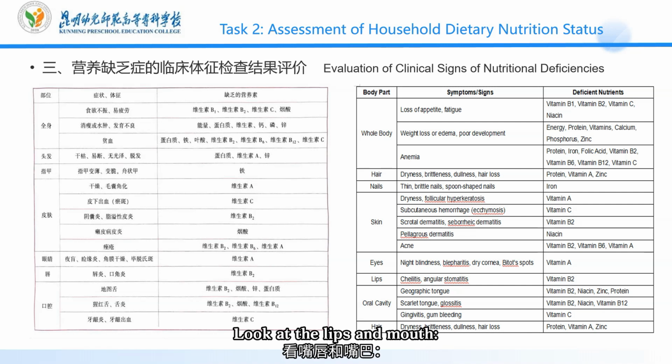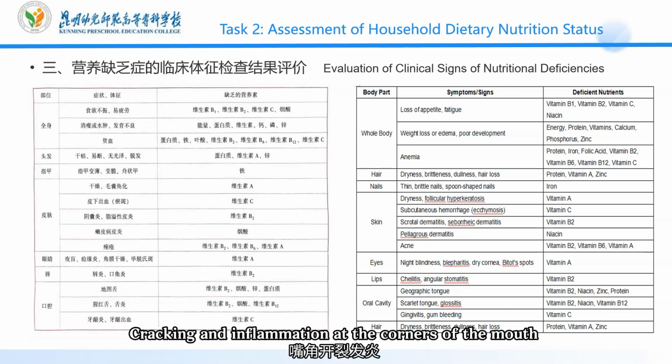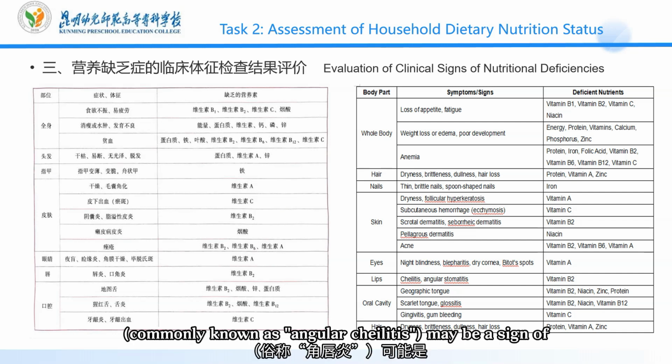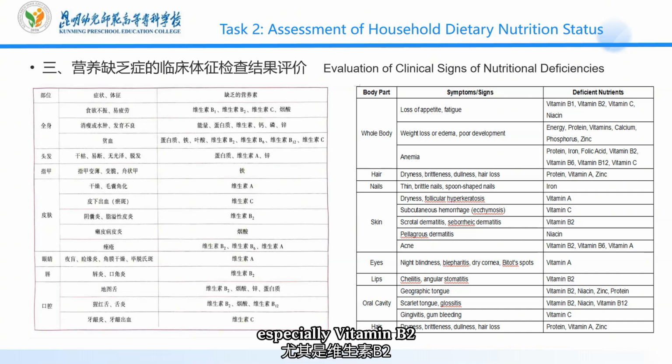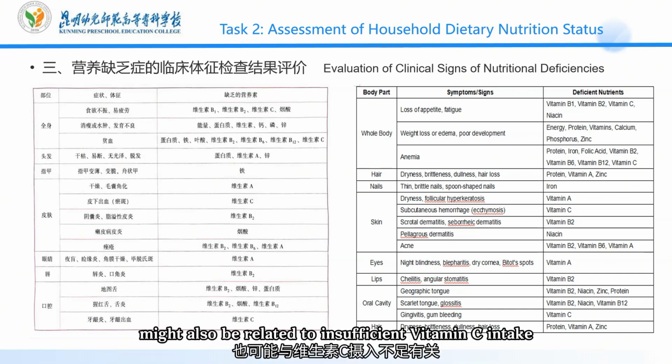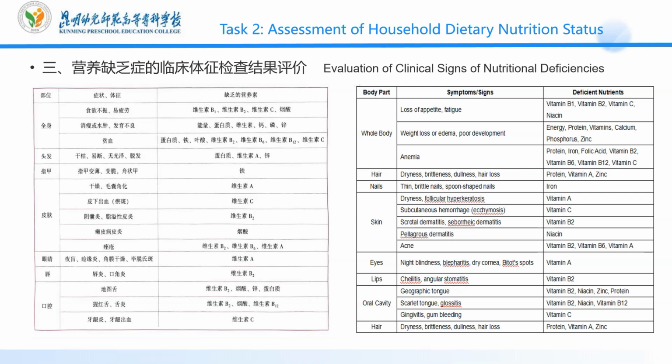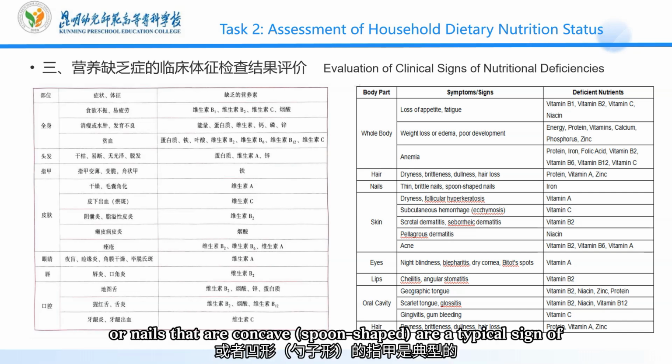Third, look at the lips and mouth. Cracking and inflammation at the corners of the mouth, commonly known as angular cheilitis, may be a sign of B vitamin deficiency, especially vitamin B2. Frequent bleeding gums, aside from oral issues, might also be related to insufficient vitamin C intake. Fourth, look at the nails. Thin, brittle nails, or nails that are concave, spoon-shaped, are a typical sign of iron deficiency.